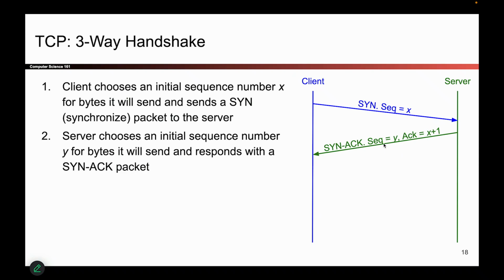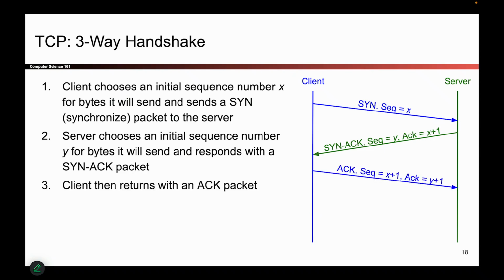But this second packet right here, it does two things. It says, I received your initial sequence number, 50, and I'm telling you that I'm going to start at 25. So it takes care of two things. And then finally, the client also has to acknowledge and say, I received your starting number of 25. So this is the three-way handshake.